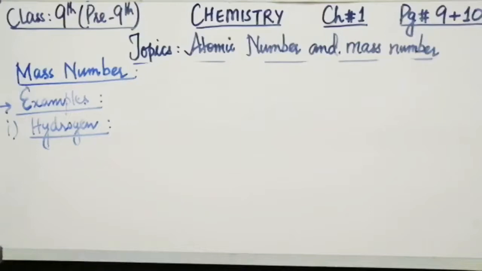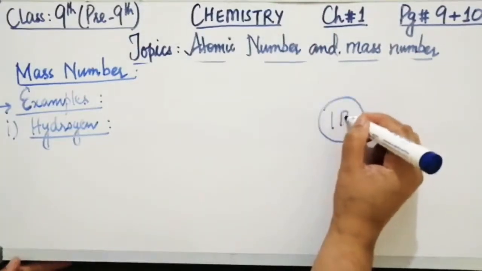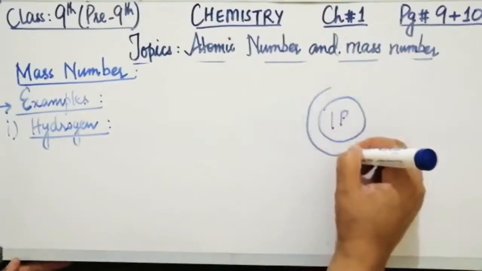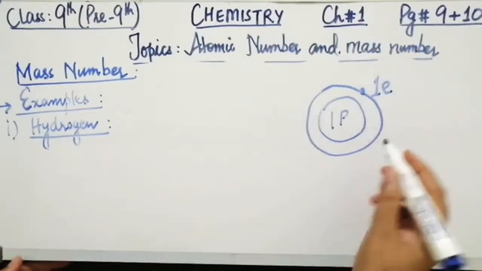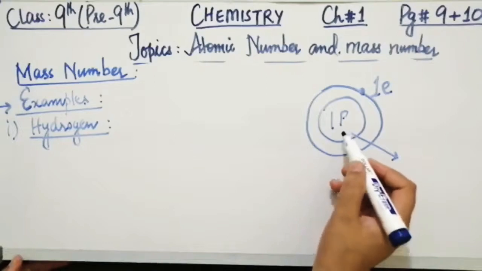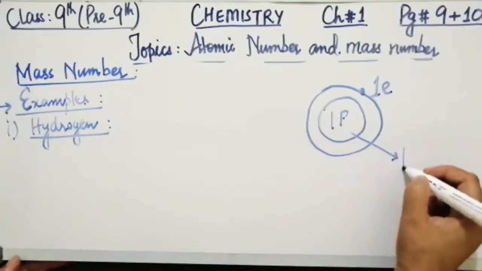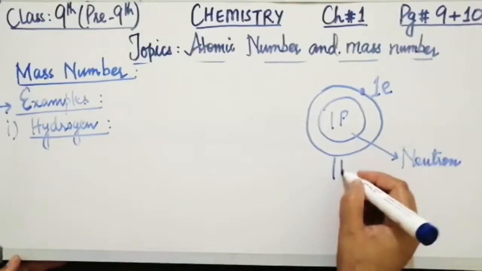Now, if you observe the atomic structure of hydrogen, it can be clearly seen that hydrogen contains one proton in its nucleus, while it has one electron in the outermost shell. But here you can see there is something missing in the nucleus. Which thing is missing in the nucleus? It is the neutron. Neutrons are not present in the structure of hydrogen.